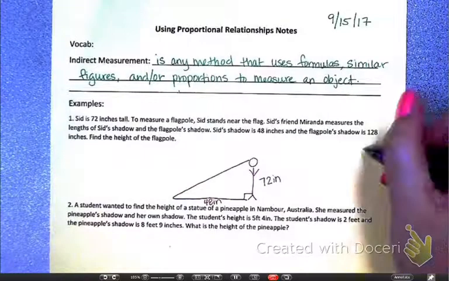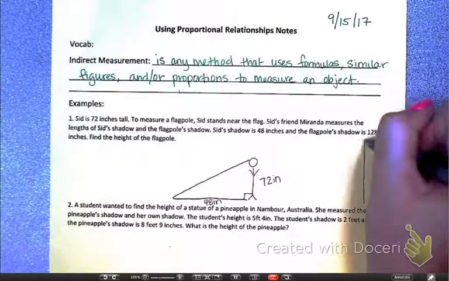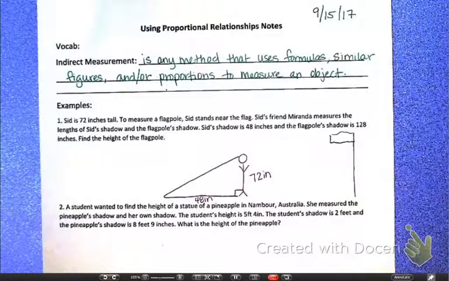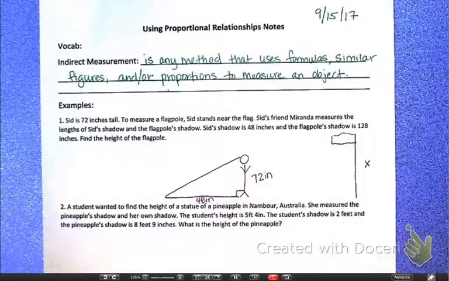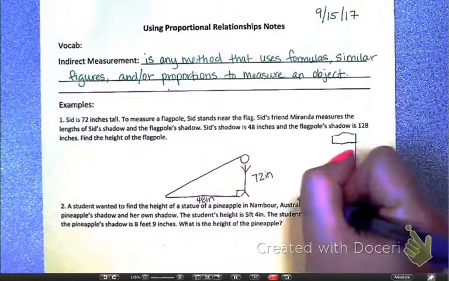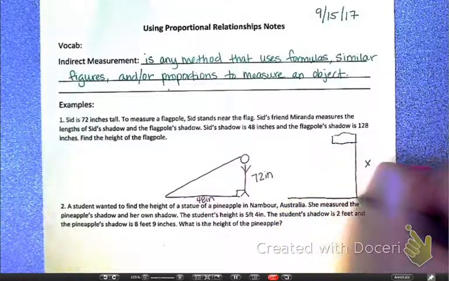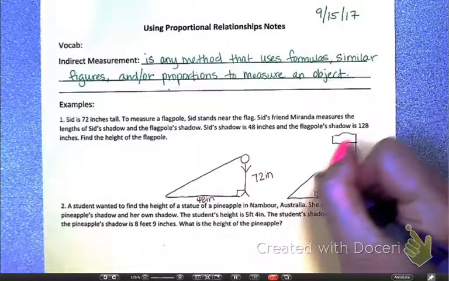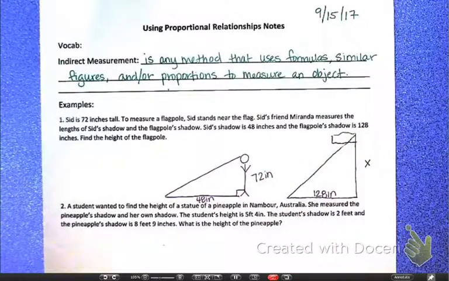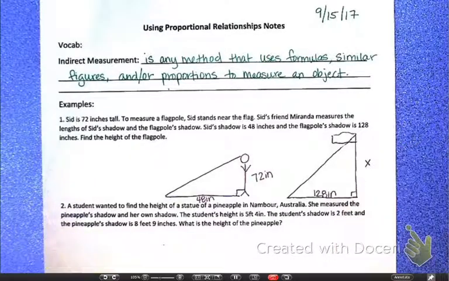Then we have a flagpole. And the flagpole, we don't know. That's what we want to find the height of. So I'm going to call that X. But I do know that the shadow of the flagpole is 128 inches. Again, that creates a 90-degree angle, a right triangle. So we're going to use indirect measurement, literally what we've been doing the last few weeks, by writing a proportion to solve for the height of the flagpole.